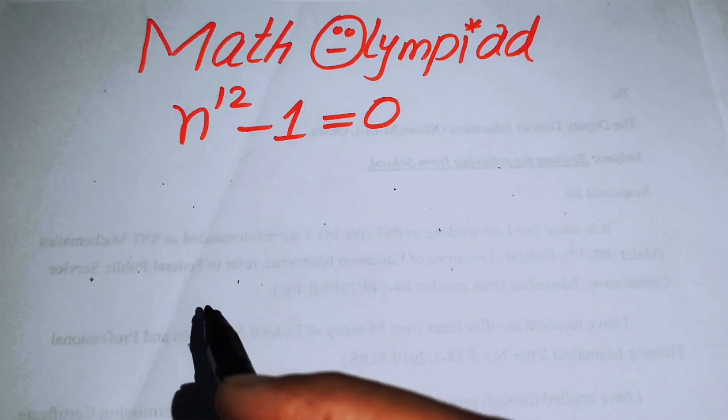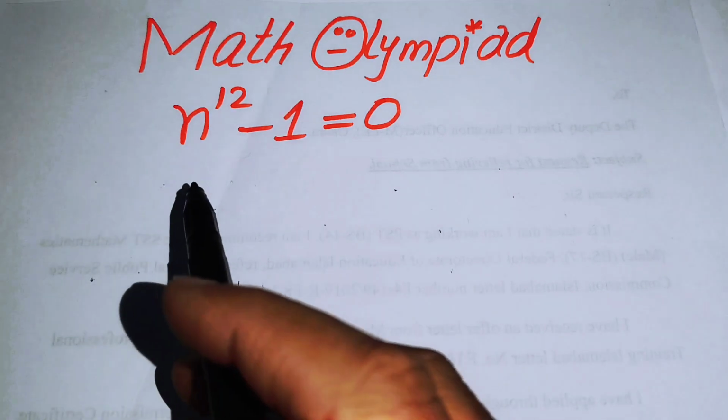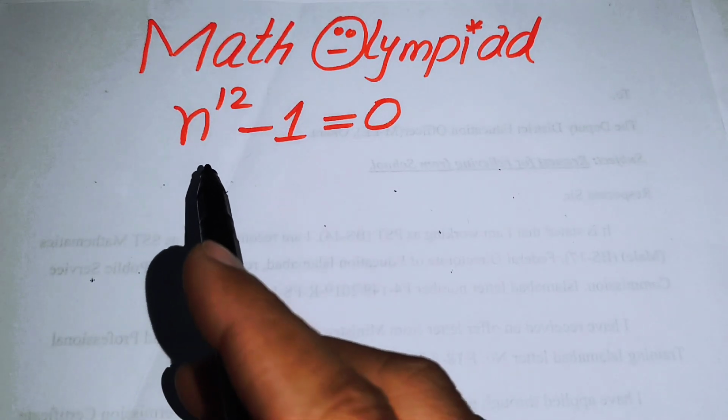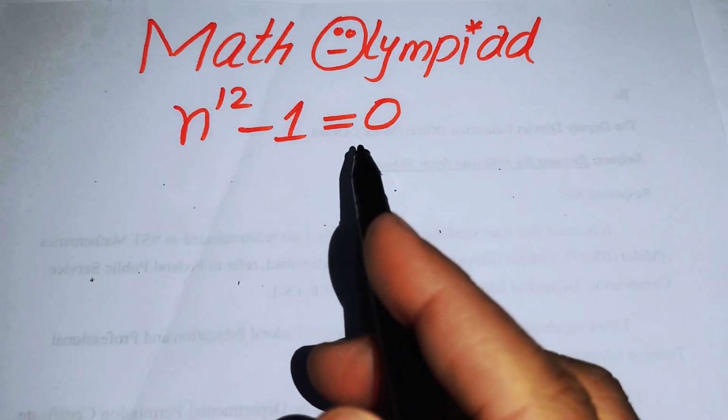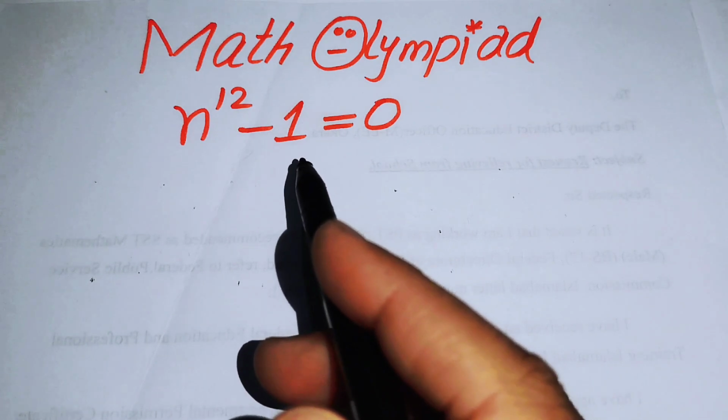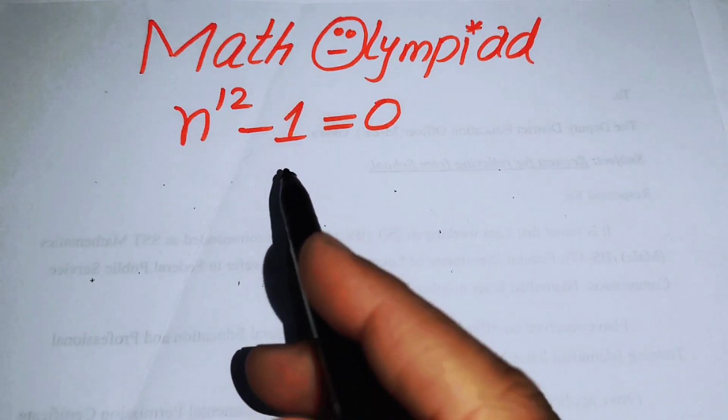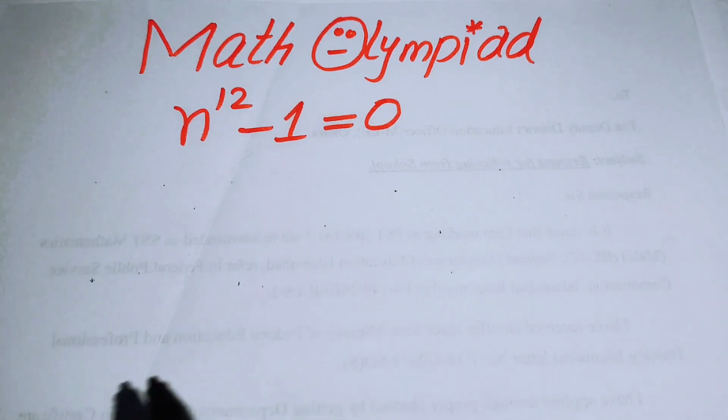In this video we are going to solve this nice algebra problem, and here we have n to the power of 12 minus 1 equals 0, and we will solve this problem for the values of n. So here we find all the roots of n.